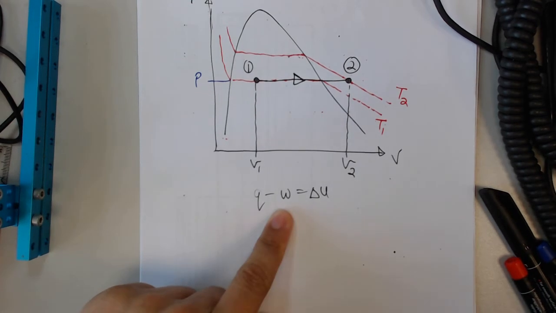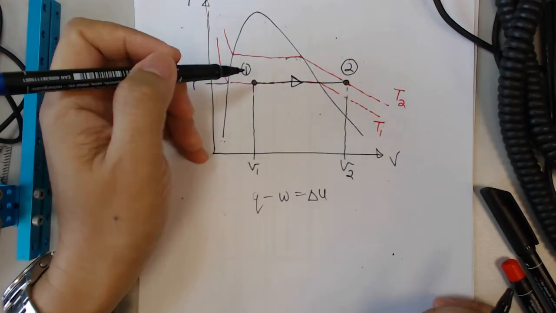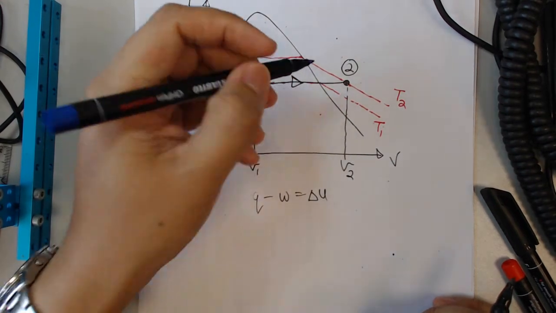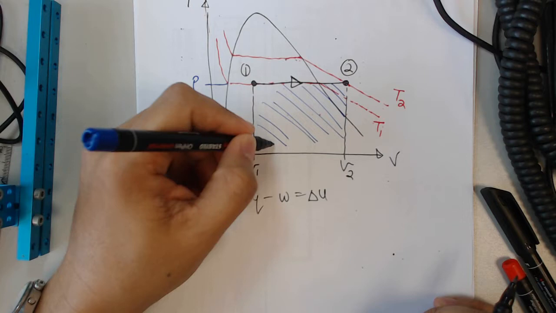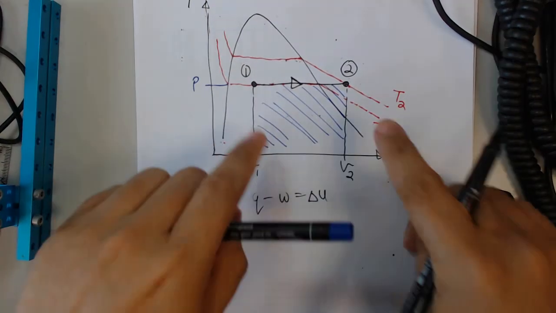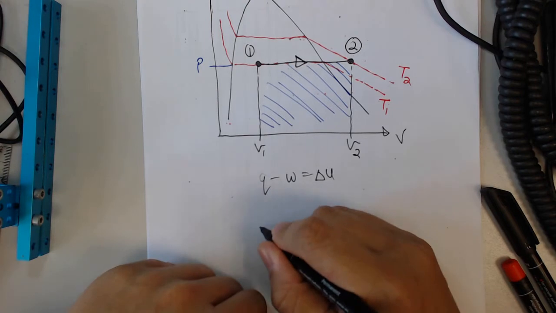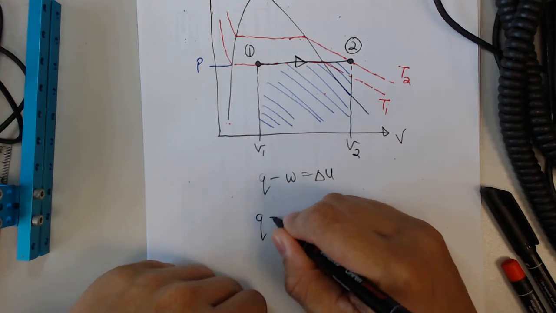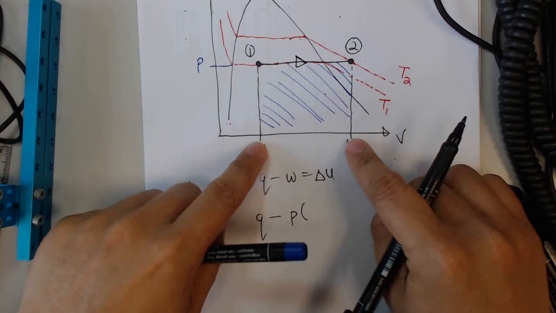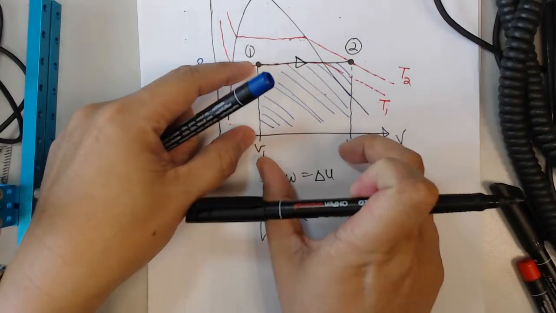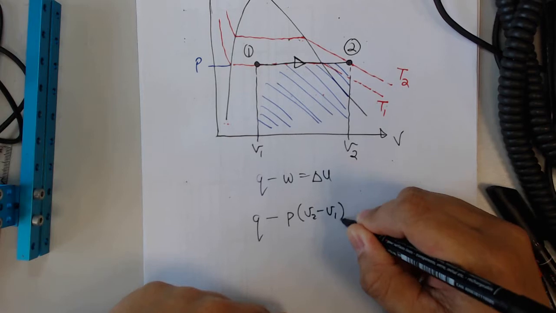Only in this case, I'm not sure if you recall, but we did say that the work done under a constant pressure process, in fact work done under any process on the PV curve, is the area under the process line. So W in this case is actually equal to pressure multiplied by length times breadth. Pressure multiplied by V2 minus V1.